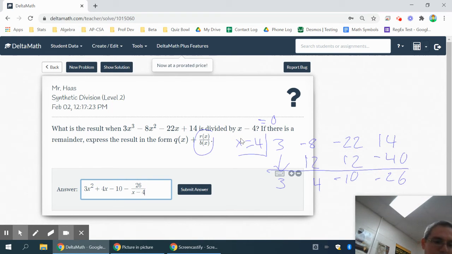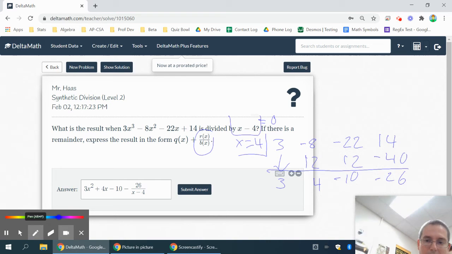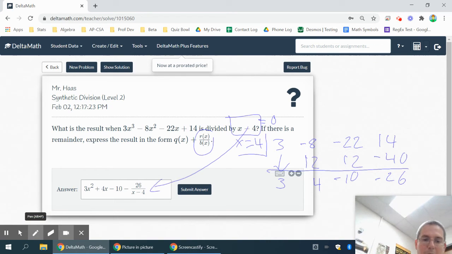Once again, this x minus 4 comes in from right there, and that becomes your denominator. And once again, if the remainder was positive, it'd be a plus 26, but since it's negative, it's a minus 26, and that should be your correct answer.